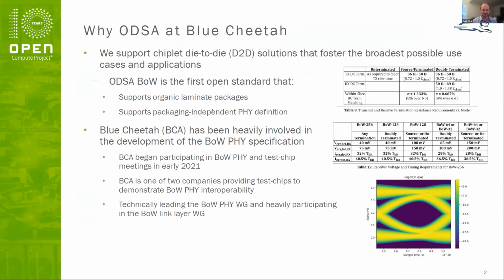So we've been very heavily involved in the BOW PHY specification for a little over a year now. We started out in both the PHY and the test chip working meetings, and then we've been involved in a number of the others as well. We're actually one of the 2 companies that's providing test chips to demonstrate BOW PHY interoperability. And I personally have been technically leading the BOW PHY working group, as well as heavily participating in the BOW link layer working groups, with a lot of our contributions being mostly focused on the electrical specs and interoperability, but also just generally trying to drive the group towards what we believe will be the best solutions. Next slide, please.